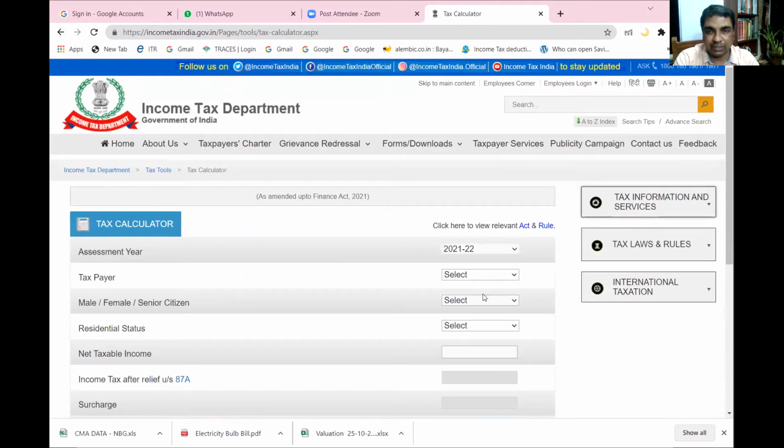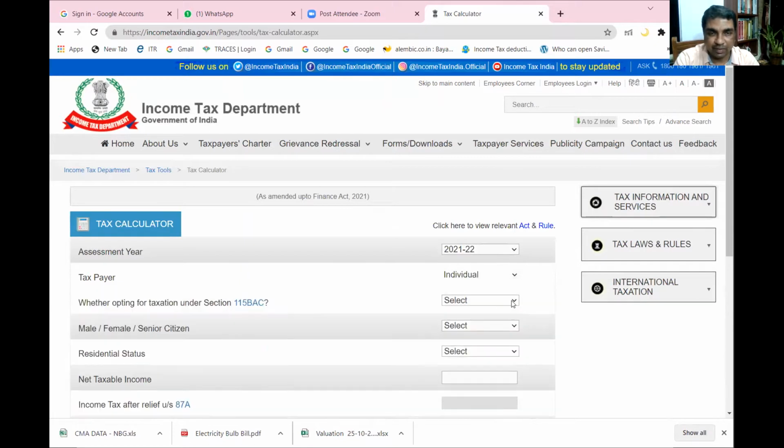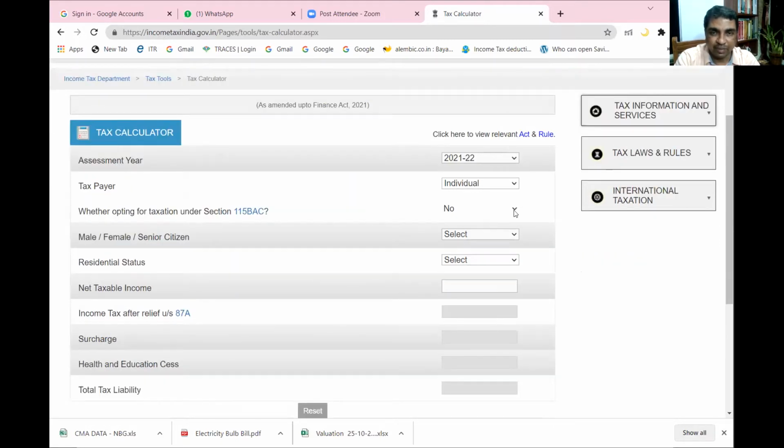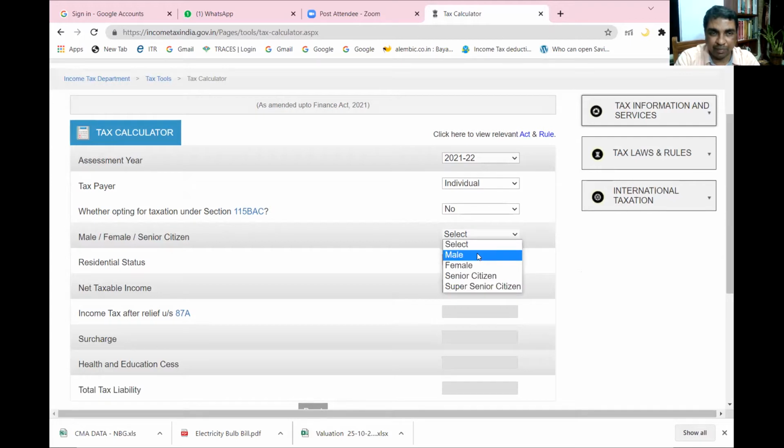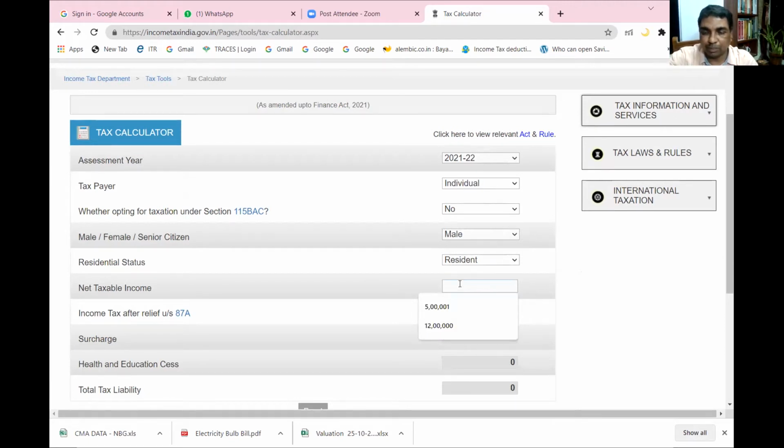Let us say the taxpayer is an individual. Do you want the new scheme? The new scheme, I'll be telling you right now; that is section 115BAC, we will be learning. Let us write no here. Male, female, let us take an example of a male. Residential status we will be learning. Net taxable income, suppose it is exactly 5 lakh.